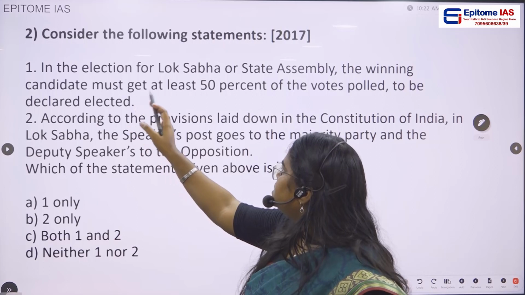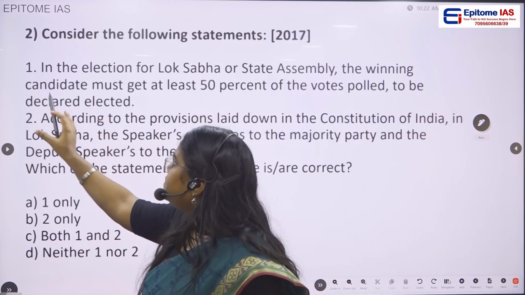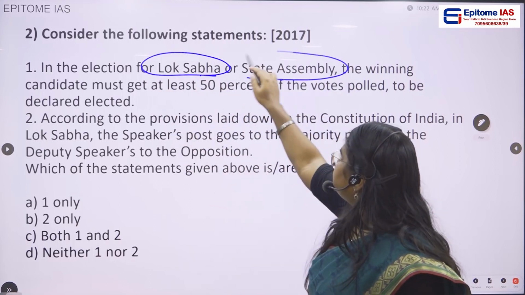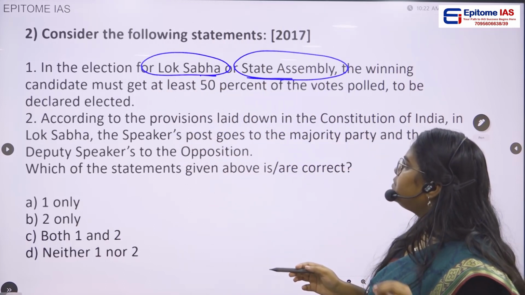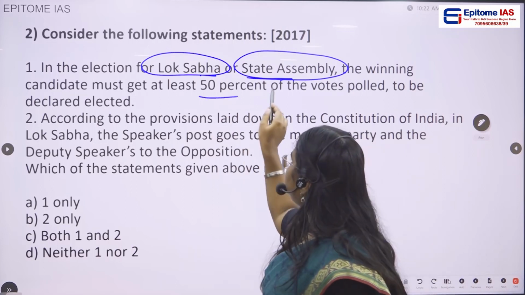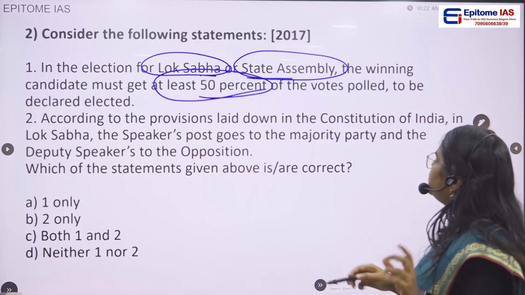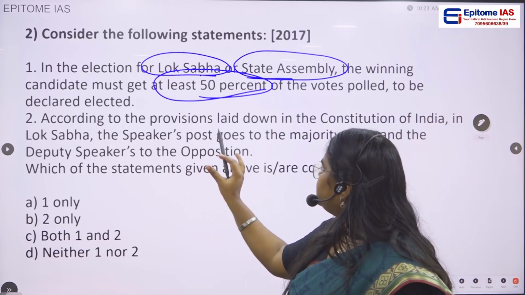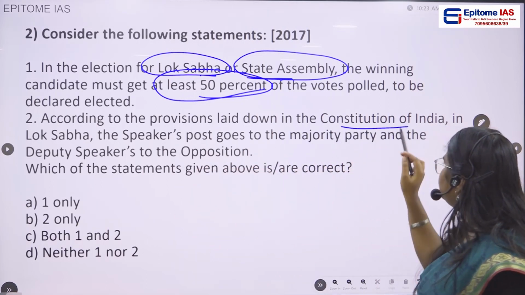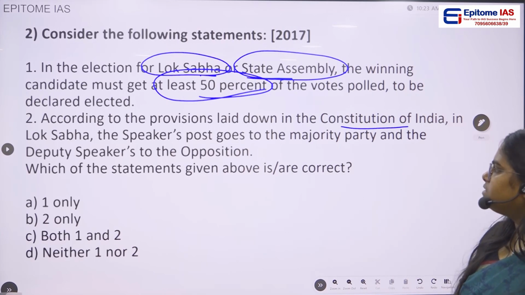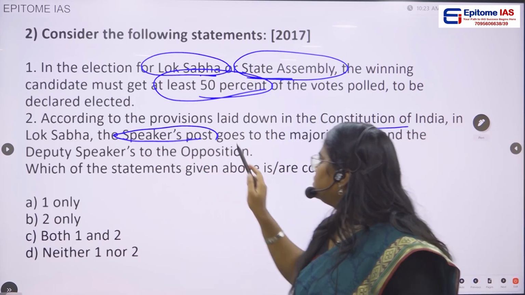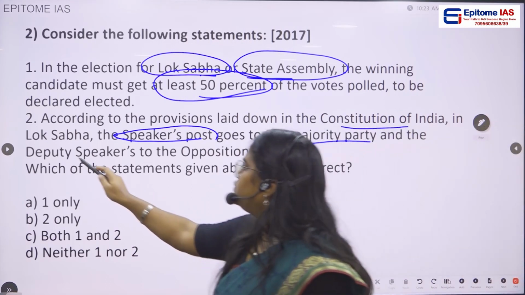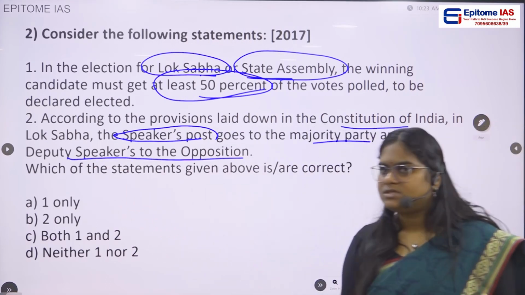Then the second question. Consider the following statements. Statement 1: in the election of Lok Sabha or the state legislative assemblies, the winning candidate must get at least 50% of the votes polled to be declared elected. Statement 2: according to the provisions laid down in the Constitution of India, in Lok Sabha, the Speaker's post goes to the majority party and the Deputy Speaker's post goes to the opposition party.